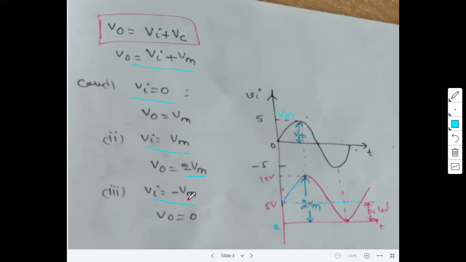Then again, Vi is equal to minus Vm. Minus Vm and plus Vm get cancelled at this point. When Vi is equal to minus Vm, the output signal is equal to 0. So like that, the positive clamper shifts the complete output signal above the 0 axis. The important observation here is that the negative peak of the input, minus Vm, is shifted to 0 volts, or in other words, the positive peak of the input is shifted to 2 Vm.